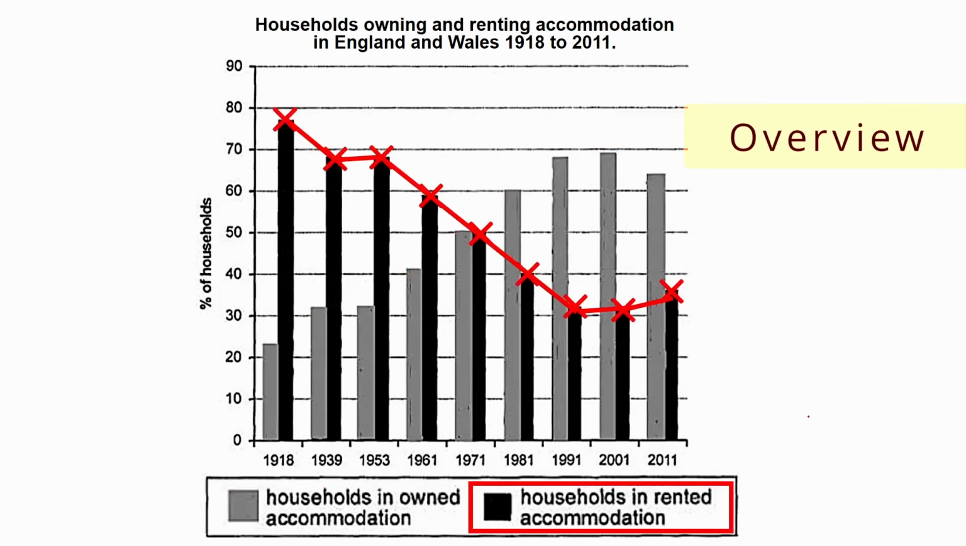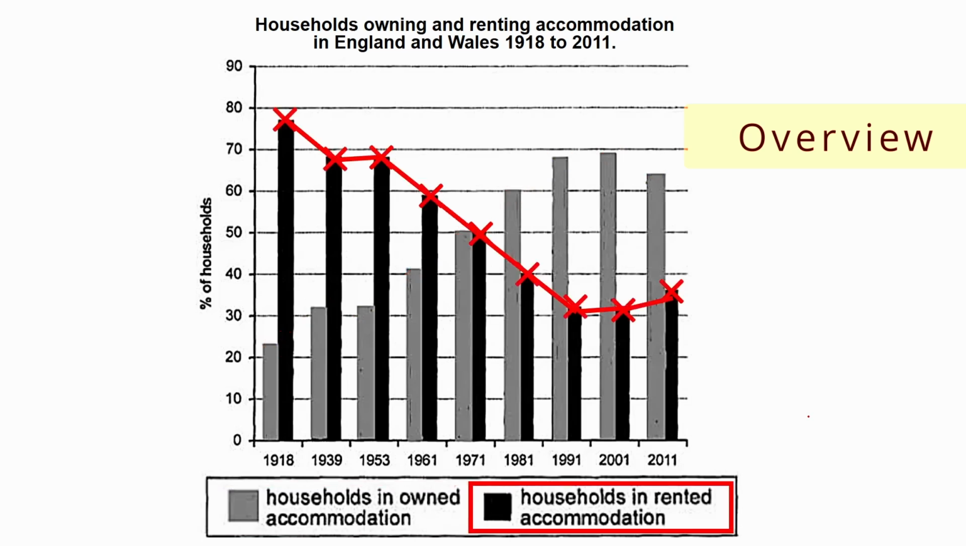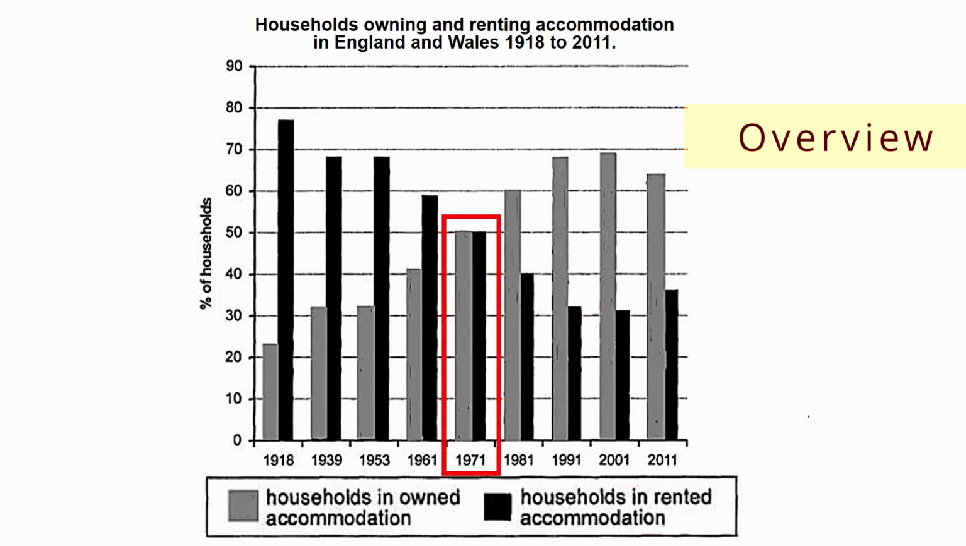So about the overview, we can say that overall, the percentage of households in owned accommodation went up a lot, while the percentage of households in rented accommodation went down a lot. So of course, these two are very informal. We need to make them formal. Another thing that we can add to the overview and stands out is the year 1971. Why? Because both percentages are equal at this specific point or in this year, which is around 50%. So this is something that you can also mention in the overview.